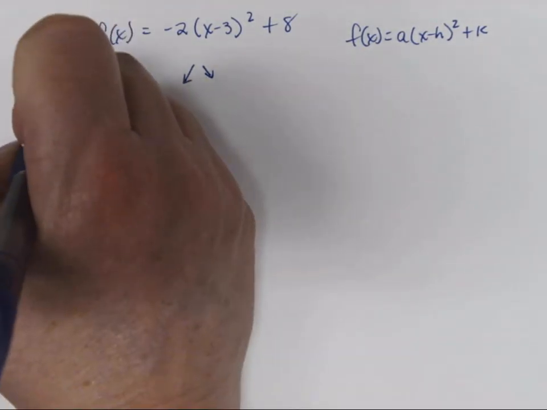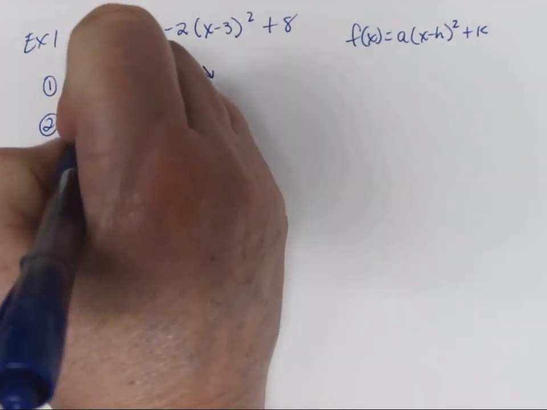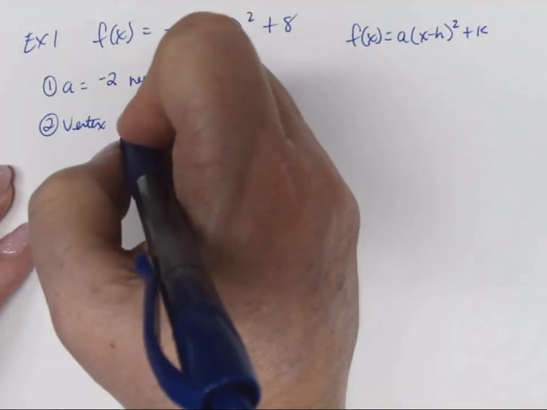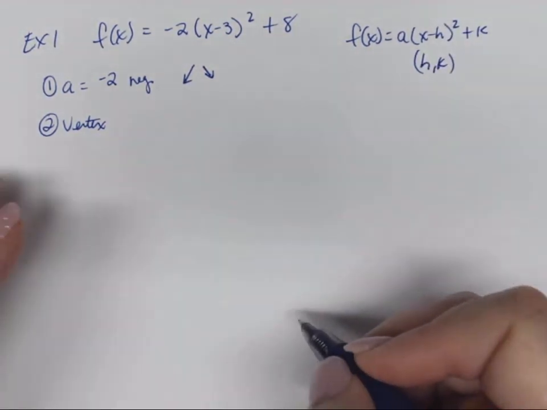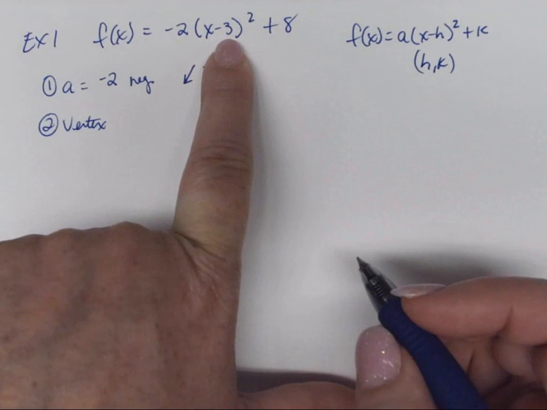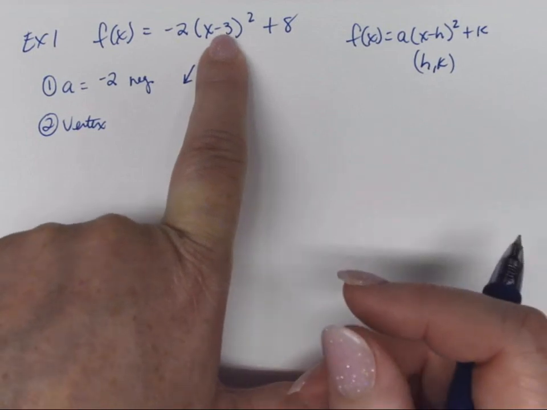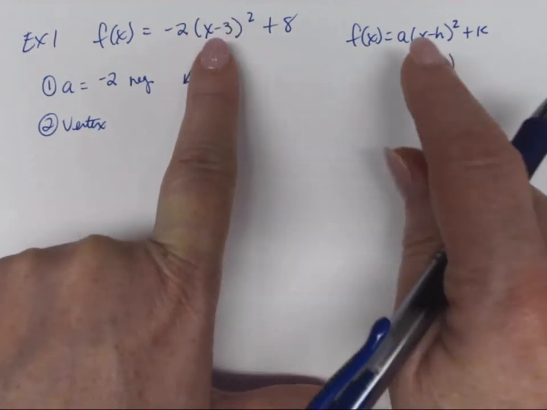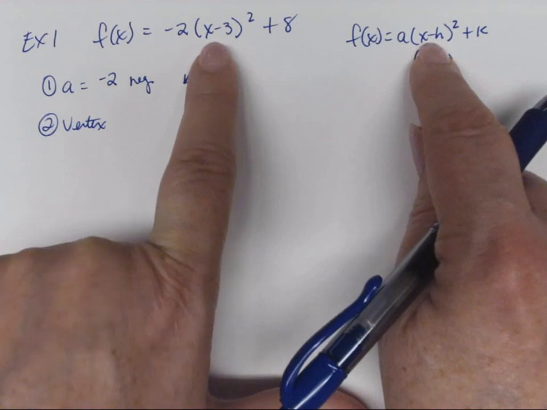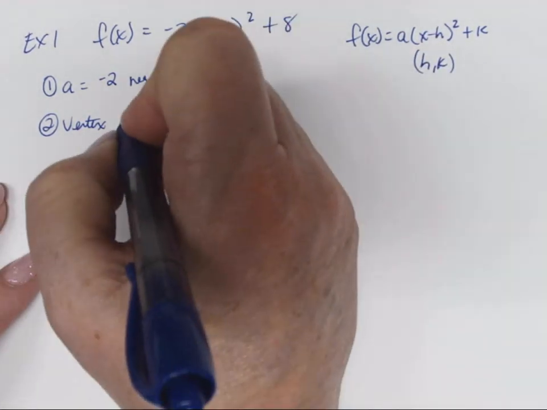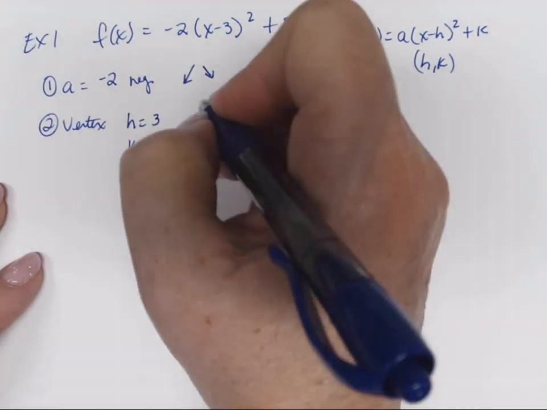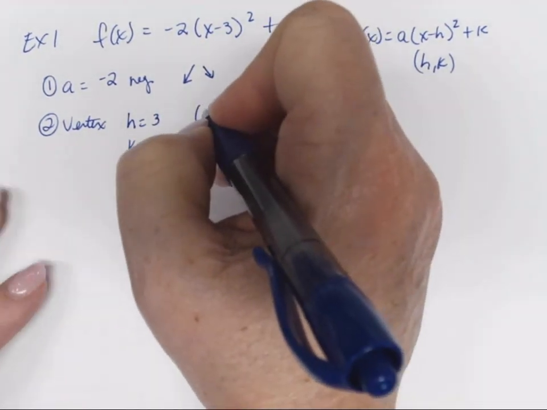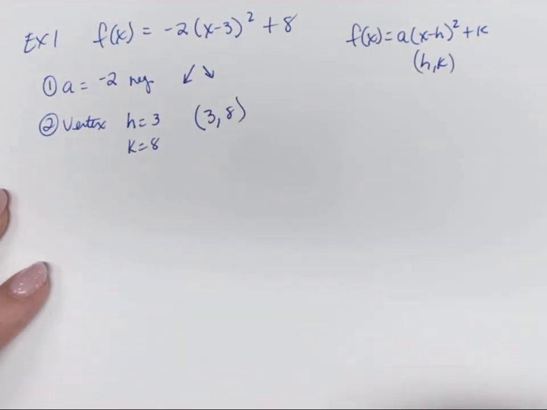All right, step 2, we need to find the vertex. So for the vertex, remember, we're looking at h comma k, and it's always going to be opposite of what you see. So you see a negative 3, but the h is actually just the 3 because the negative is part of the formula. So our h is equal to 3, and our k is equal to 8. So our vertex will be 3, 8.